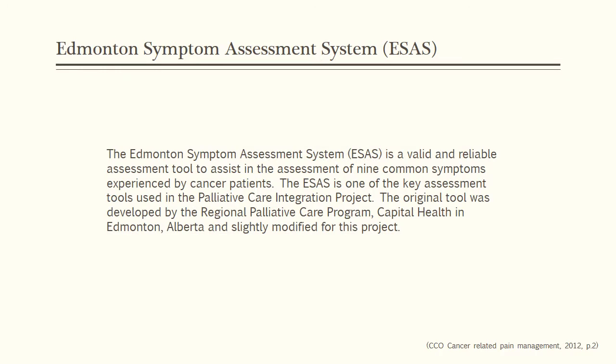The Edmonton Symptom Assessment System, or ESAS, is a valid and reliable assessment tool to assist in the assessment of 9 common symptoms experienced by cancer patients. The ESAS is one of the key assessment tools used in the Palliative Care Integration Project. The original tool was developed by the Regional Palliative Care Program, Capital Health in Edmonton, Alberta.